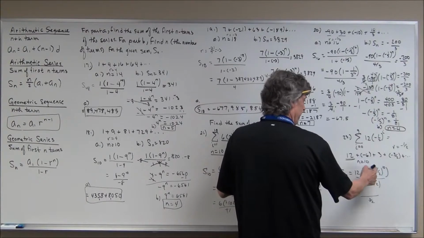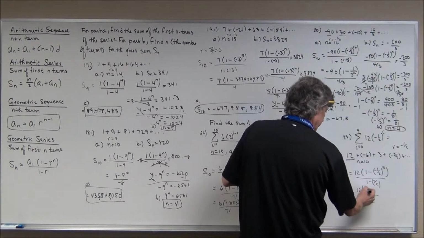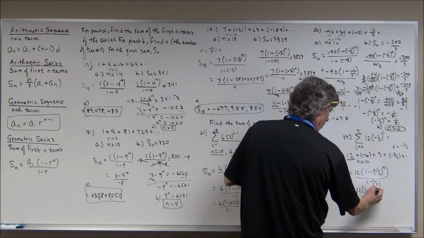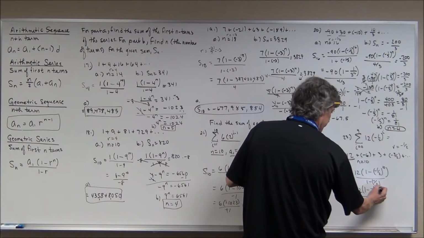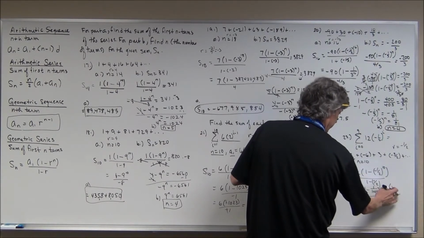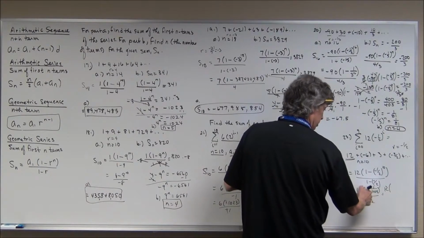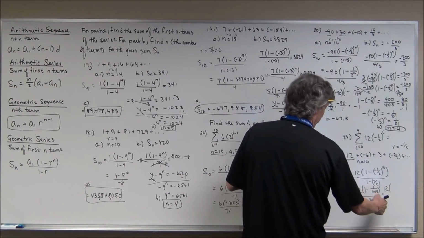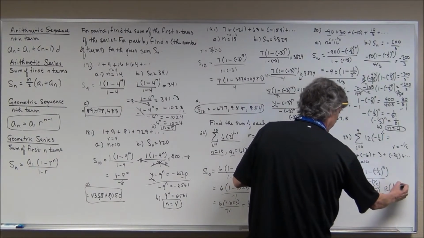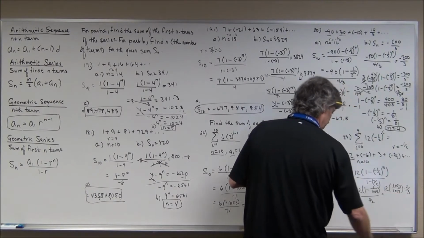Now this is negative 1/2 times negative 1/2, raised to an even power, so it's going to be positive. This is going to be 1 minus 1 over 1024. So this is going to be 12 times, hang on a second. The common denominator would be 1024, so 1024 over 1024 minus 1 over 1024 is 1023 over 1024. Divided by 3 halves is the same as times the reciprocal, 2/3.